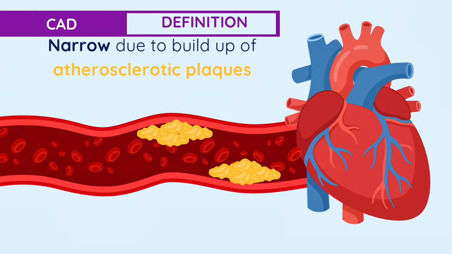And here's why that narrowing matters so much. Unlike other arteries in the body, the heart has zero backup plan. If its own blood supply gets cut off, the muscles start dying within minutes.